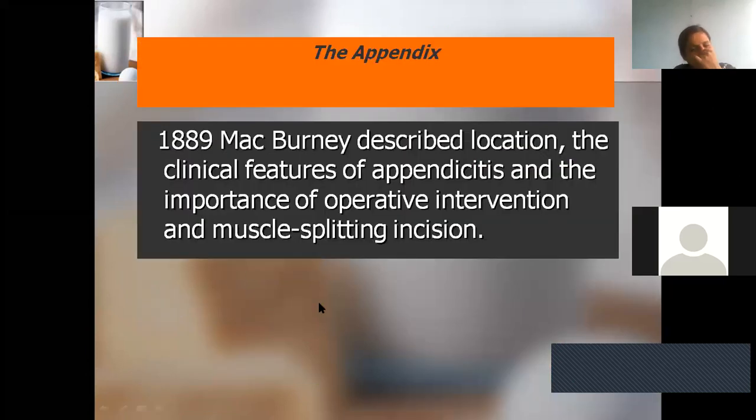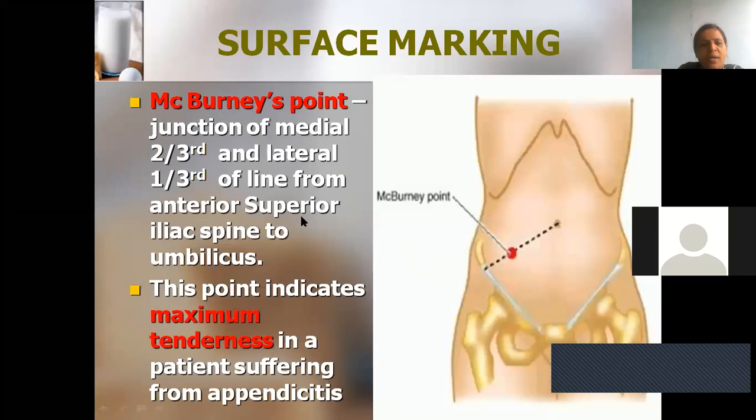Okay, so there is a small 3-mark question which is McBurney's point. I remember it was asked in your exam also. McBurney was the person who described the location and clinical features of appendicitis and the importance of operative intervention. McBurney's point is a point which we generally palpate to check if there is any appendicitis. Inflammation of the appendix is called appendicitis. So how to trace McBurney's point? It is the junction of the medial 2/3 and lateral 1/3 of the line joining the anterior superior iliac spine to the umbilicus.